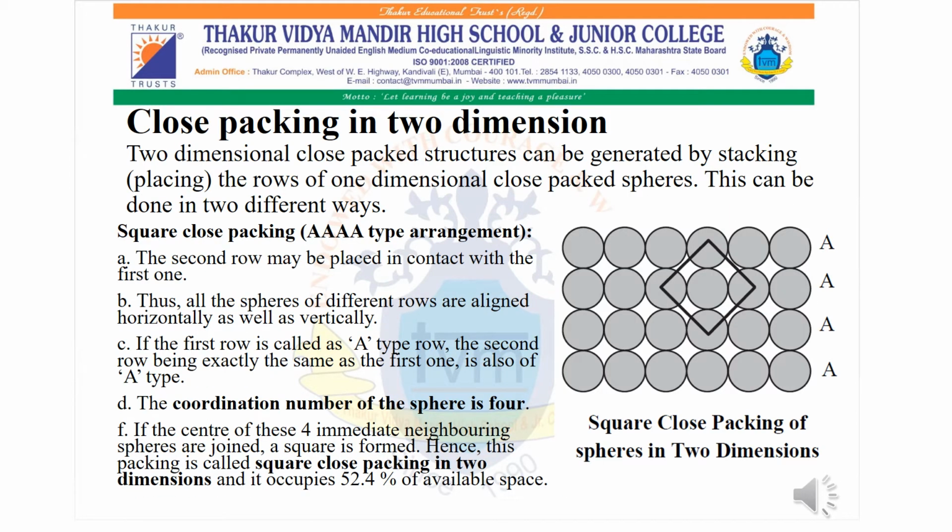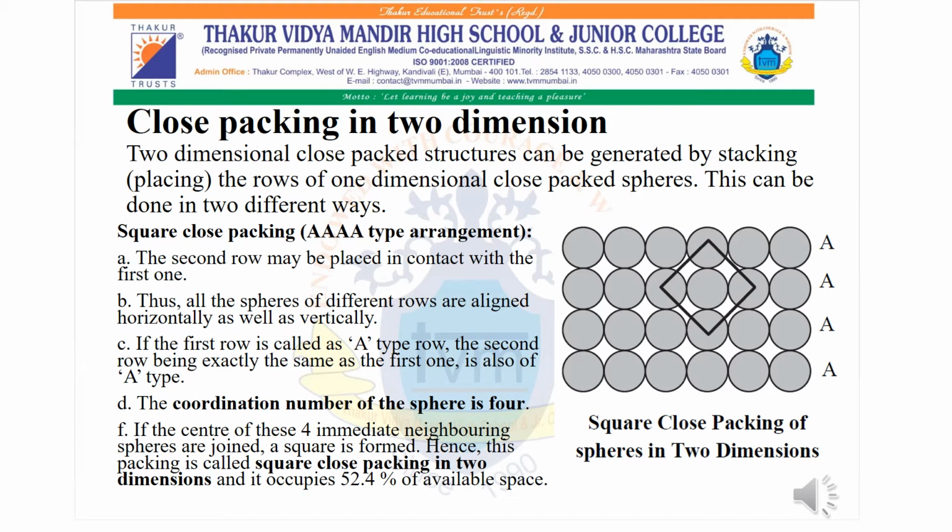Moving on to the next, we have two dimensional close packing. Here, two dimensional close packed structures can be generated by stacking the rows of one dimensional close packed spheres. This can be done in two different ways. It can be either AA type or AB type. Let us see first the AA type of arrangement.